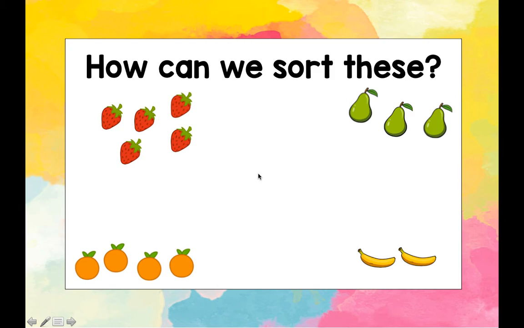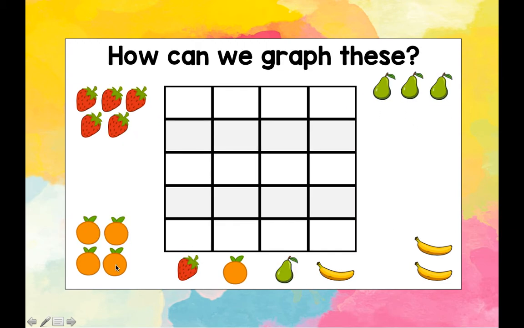Now that we sorted them, we put them all into groups together based on what kind of fruit they are, okay? Now we're going to graph them, okay? Graph. You guys have heard that word graph before because we've used the weather graph, right? Every day it's sunny, we would color in the sunny day. Every day it's cloudy, we would color the cloudy day. Do you remember that? So what we're going to do is we're going to take this graph and put the fruit into the graph, okay?